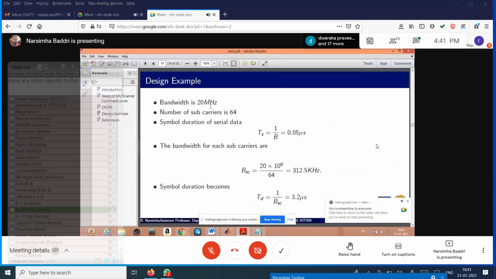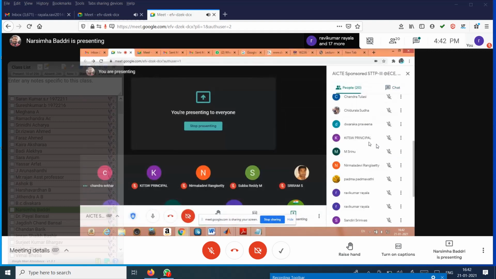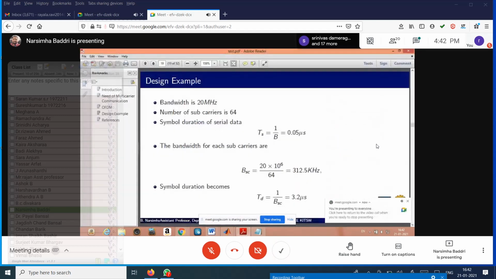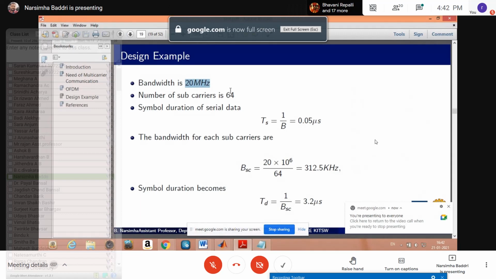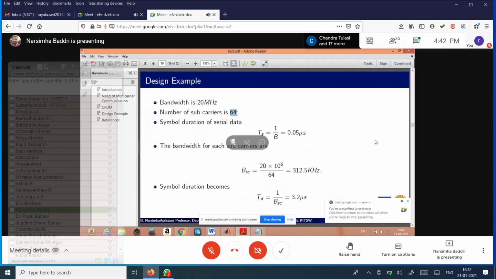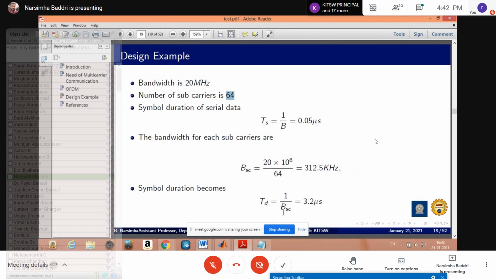See this. If you take a standard, here 802.11, for WLAN, wireless LAN, the band given is a 20 megahertz band. The standard defines only these two parameters: the 20 megahertz band, and the number of subcarriers suggested, which is 64. Recommended is 64.